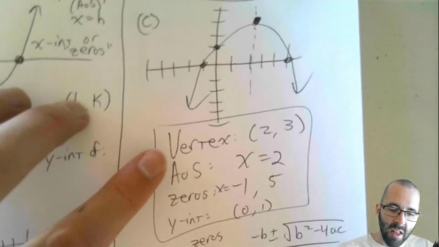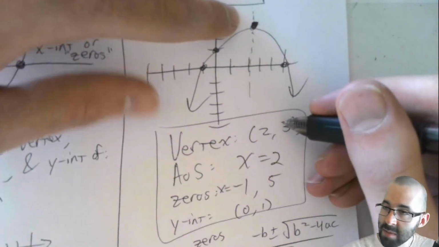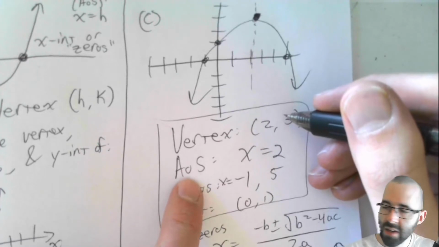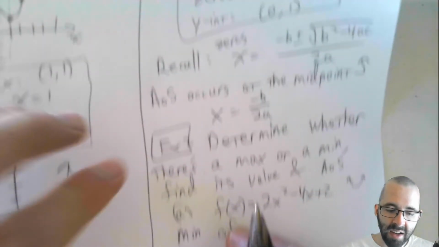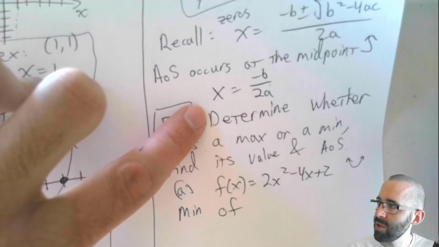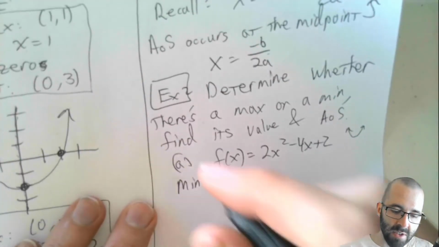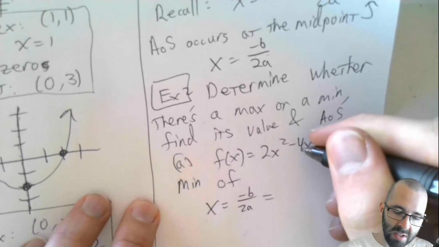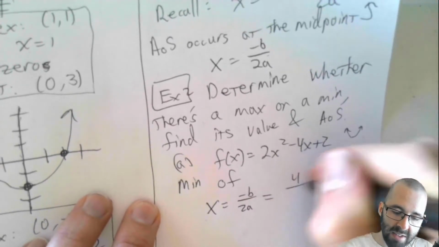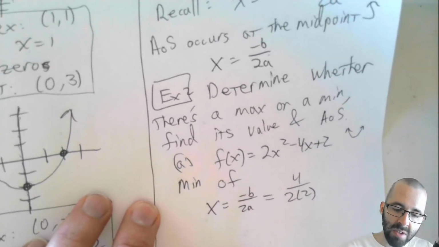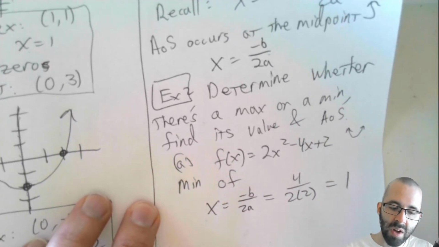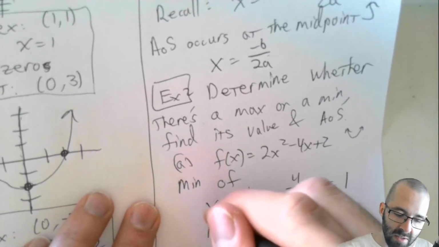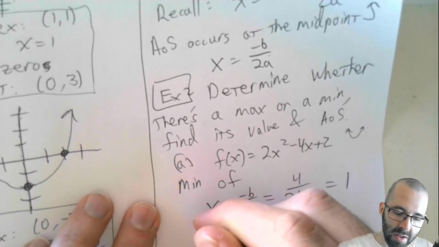But remember, the vertex, which has the maximum or the minimum, is always at the same x-coordinate as the axis of symmetry. And we said we have a formula to find the axis of symmetry. So, axis of symmetry is going to be at negative b over 2a, which is negative negative 4, or positive 4, over 2 times 2, which is 1. This right here is the axis of symmetry. Axis of symmetry is just x is equal to 1.